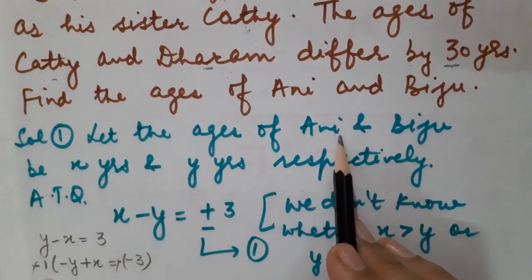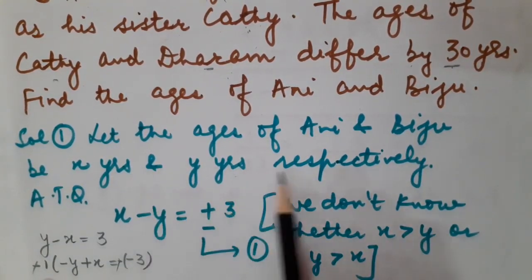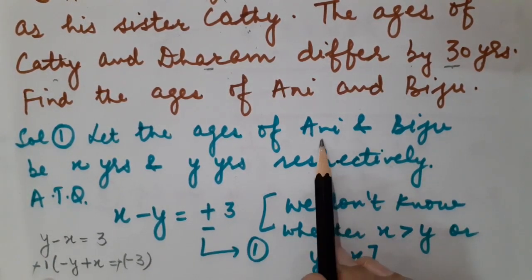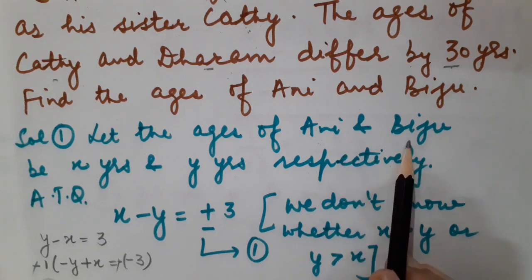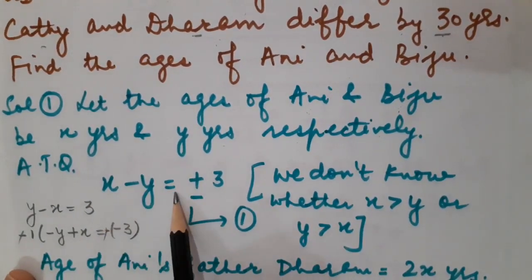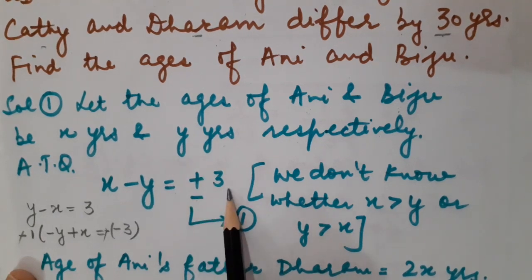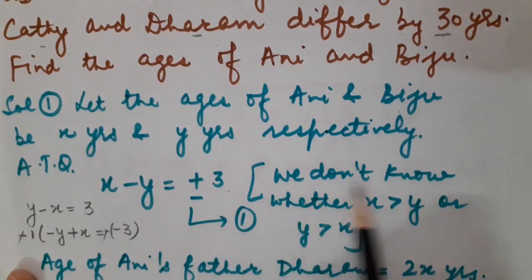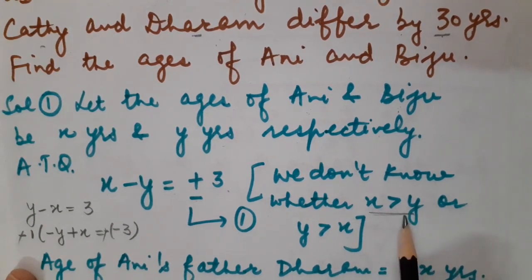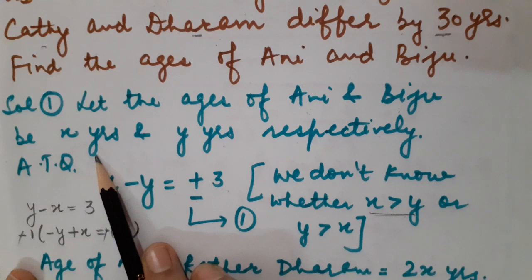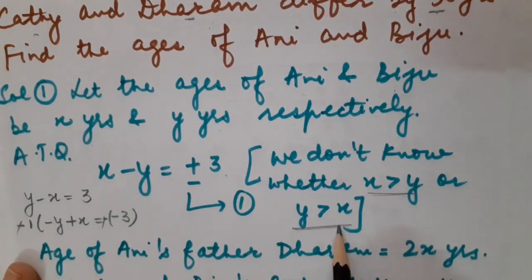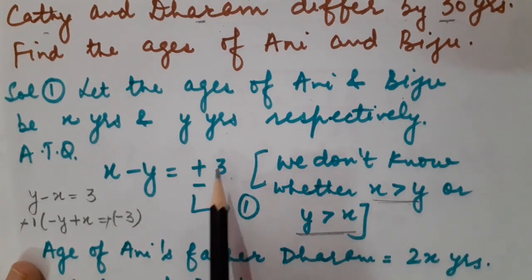Let the ages of Annie and Biju be x years and y years respectively. According to the question, we know that the difference between their ages is 3 years. So here I have written x minus y is equal to plus minus 3. What does it mean? Here we do not know who is bigger. Either x can be bigger, meaning the age of Annie can be more than the age of Biju, or Biju can be elder than Annie. Fine. So how to understand it?